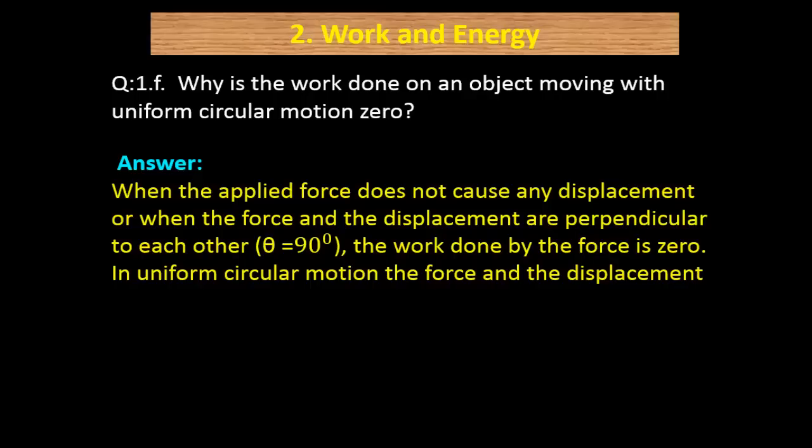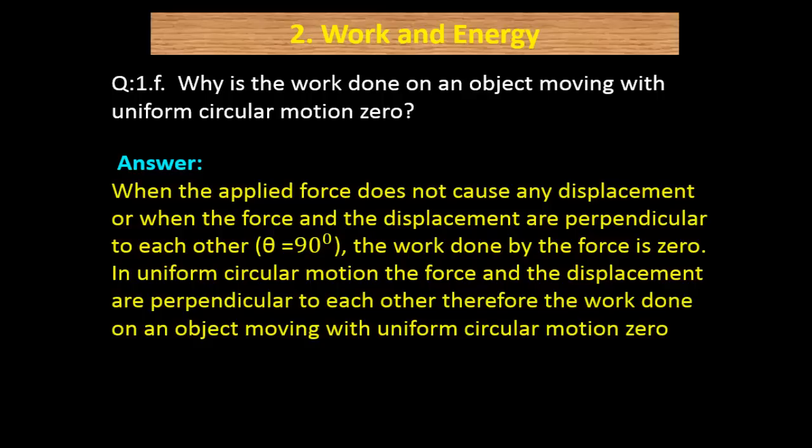In uniform circular motion, the force and the displacement are perpendicular to each other. Therefore, the work done on an object moving with uniform circular motion is zero.